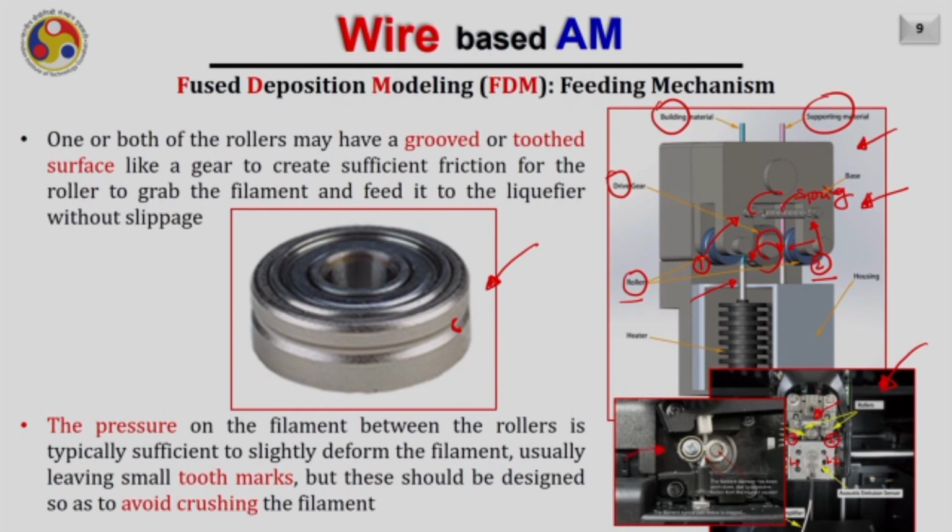Also, as you can see here, a typical pinch roller system in the zoom view. Here the pressure between the two rollers is so high that it is crushing the filament in between itself, and this crushing has to be avoided, but at the same time we need to apply sufficient pressure between the filament and the roller so that we are easily able to push it into the liquefier.